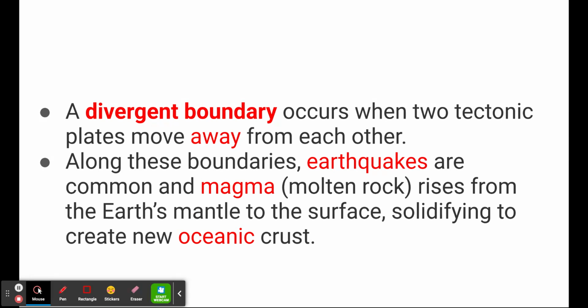You also have a lot of volcano activity. You're going to learn about volcanoes in this lesson. So you have new oceanic crust being created because the magma is going to rise to the surface, but it's underwater, so it's going to cool very quickly, and it's going to harden and create new lithosphere.